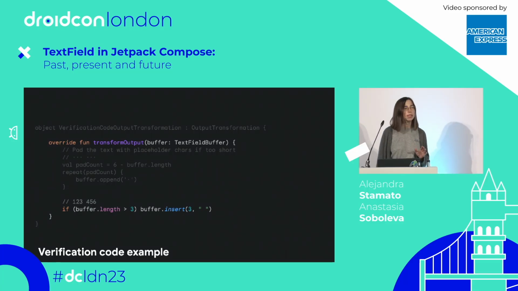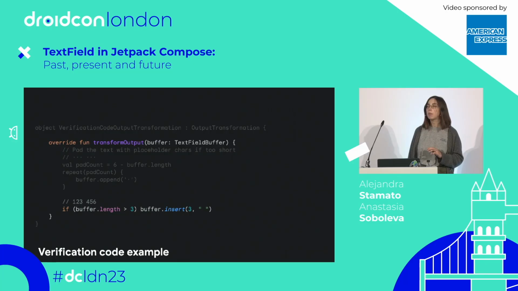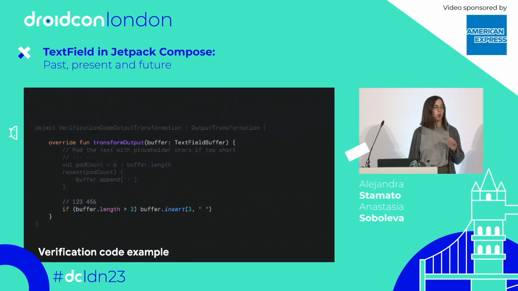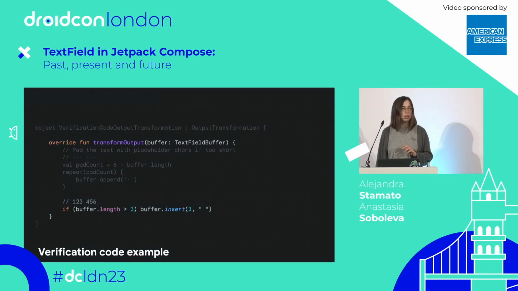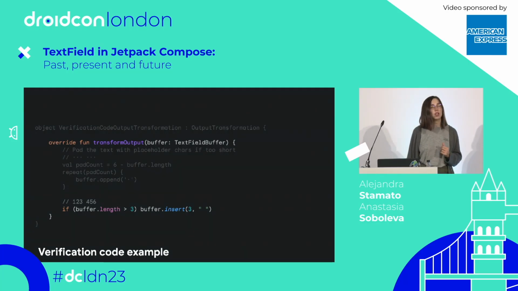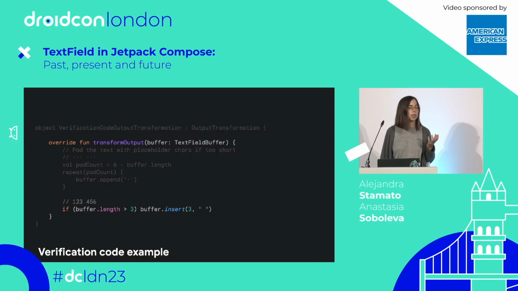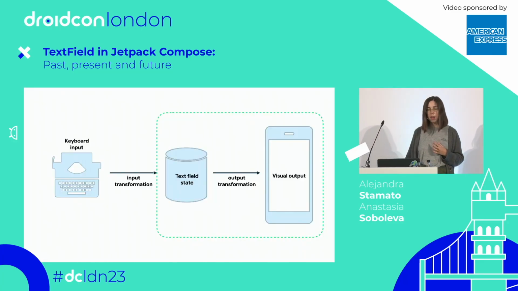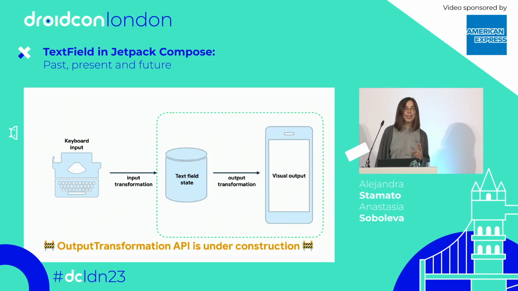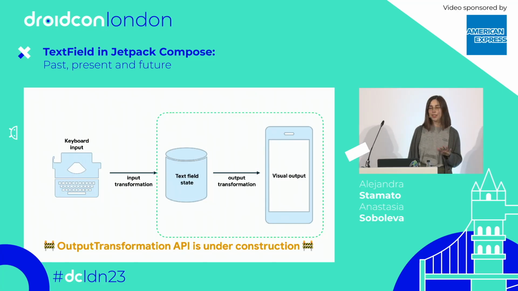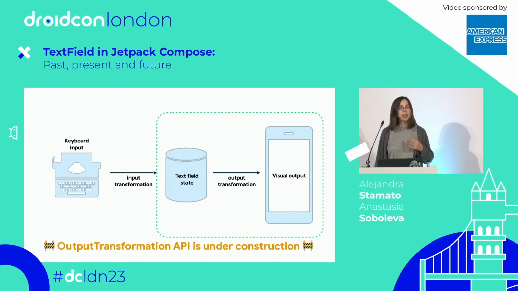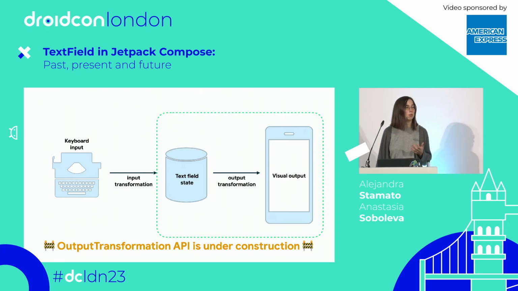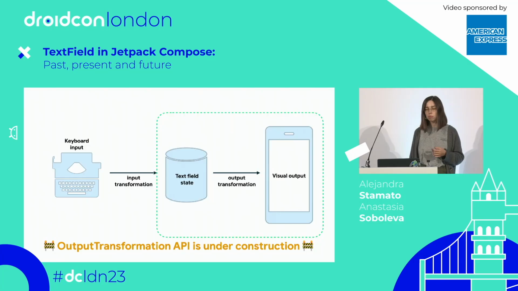So you see, you don't need to provide the offset mapping anymore, so no mappings between the original and transformed text. This is all done implicitly for you by the API. Previously, that mapping was actually a source of crashes and confusion. Okay, so this is output transformation. Note, however, that this API is still under construction, and as of today, it's not merged yet. So it's subject to change, but I would like you to try this out and give us feedback.